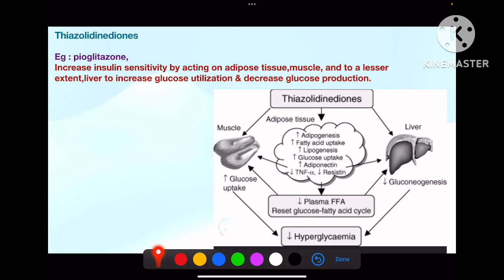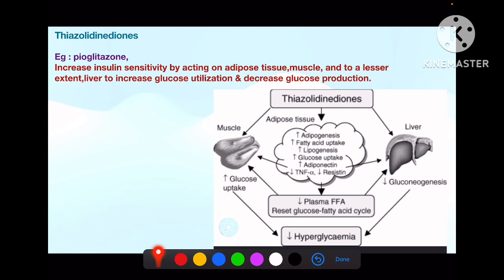The other one is thiazolidinedione, your pioglitazone. Previously it was a very famous drug. Now at the moment it is not used that much in the market and in our GP practitioner clinics. So how does it work? It increases insulin sensitivity by acting on the adipose tissue, muscles, and to a lesser extent the liver, to increase glucose utilization and decrease glucose production.